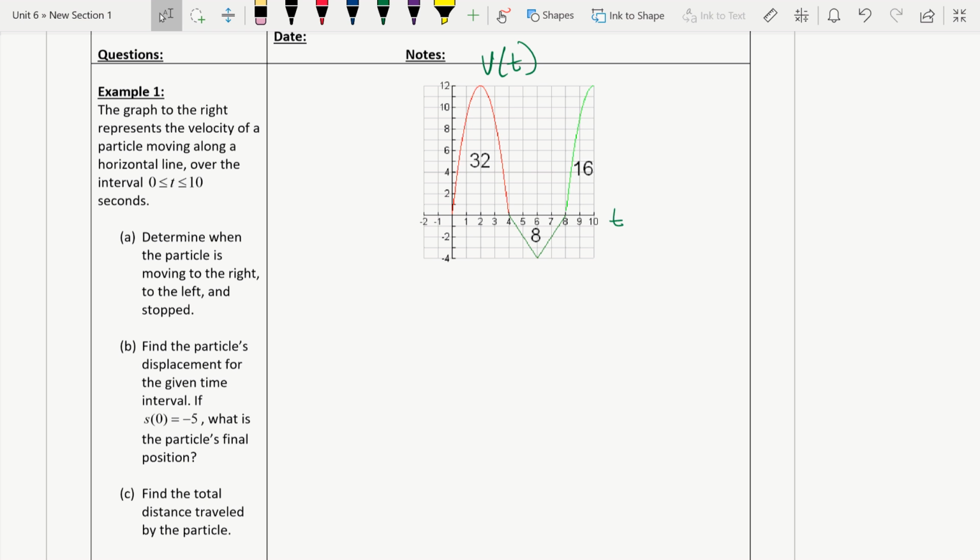So let's see. Our first job is to figure out when the particle is moving to the right, to the left, and when it is stopped. These are all velocity ideas. So we're looking for where the velocity is positive, where the velocity is negative, where it is 0. So we'll say to the right, where velocity is greater than 0, which happens to be where time is between 0 and 4 seconds, and again from 8 to 10.